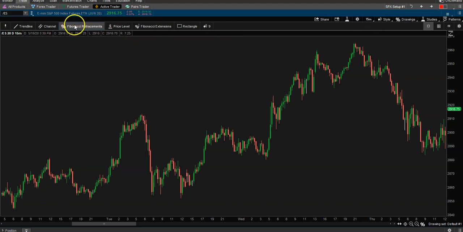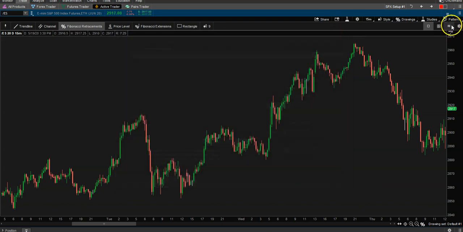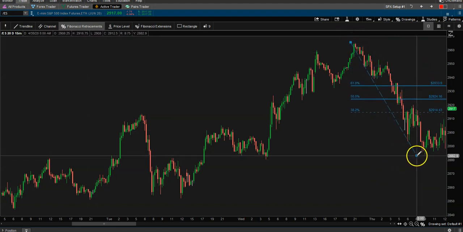If you want to know how to get this up here real quick, just go into settings, and then right here, just under my tools, make sure it's on each chart, and then you can pin it so it's on all of your charts whenever you want easy access to it. So left click there, right click.